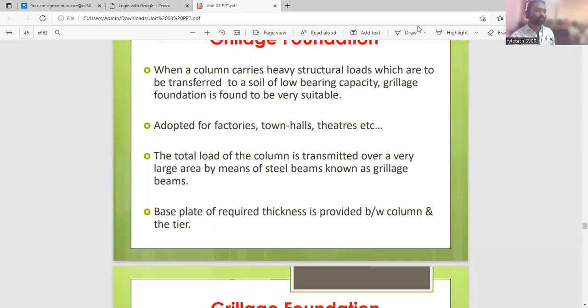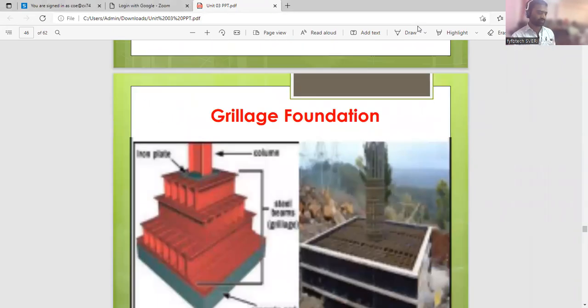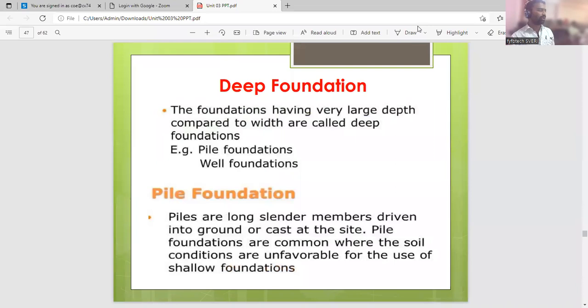Check it. These are adopted for factories. Most of the factories are made up of steel structures, correct? Most of the factories are made up of steel structures, and in that case they are providing this. The total load of the column is transmitted over a larger area by means of steel beams known as grillage beams. So now we are coming to the deep foundation.